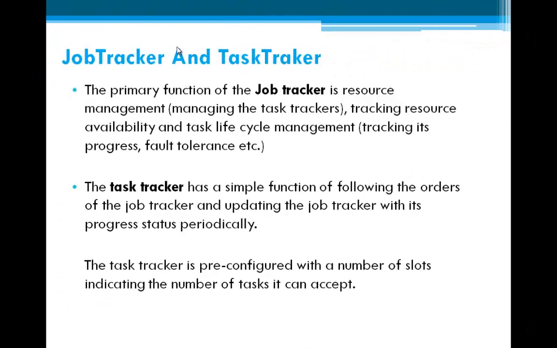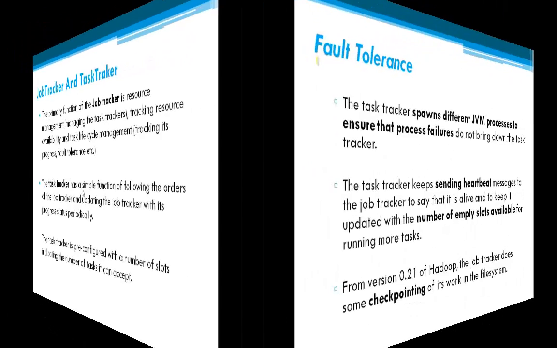Now you can see what the primary functions of the job tracker and task tracker are. The primary function of the job tracker is resource management, and the primary function of the task tracker is following the orders of the job tracker. Also here, the task tracker is pre-configured with a number of slots which can accept multiple tasks, and if the slots are not empty, this is indicated to the job tracker, and the job tracker will send the task to some other task tracker.